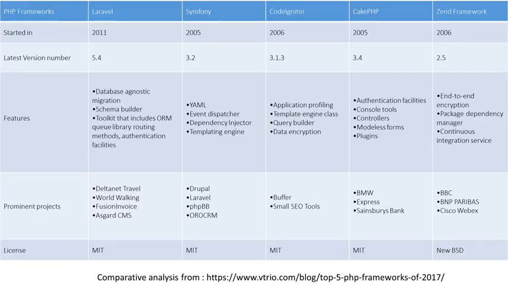Some prominent projects that have used Laravel are DeltaNet, WorldWalking, Fusion Invoice. Symfony: the most iconic, most famous Drupal has used Symfony. Laravel also is based on Symfony, PHPBB and ORO CRM. Codeigniter: small SEO tools and Buffer. Cake PHP: BMW, Express, Sainsbury Bank, etc. Zend framework is used by Cisco and BNP Paribas Bank. All others have the MIT licence except Zend. Zend follows the licensing features of new BSD. So, these are the top 5 comparisons of top 5 frameworks.